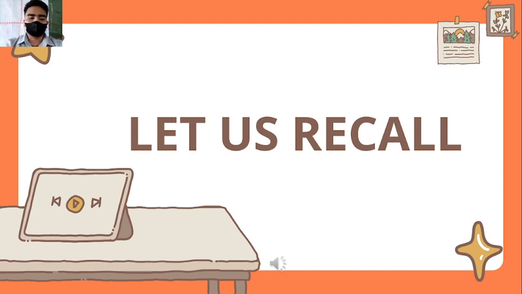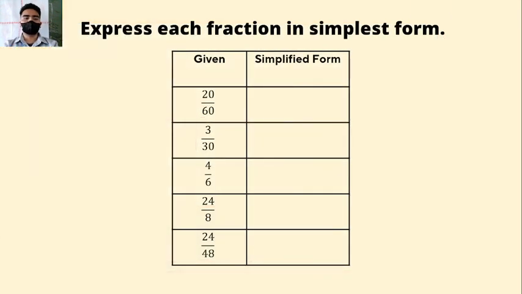Okay? Alright, so with this, we're going to tackle this new lesson. But before that, let us try to express this fraction in simplest form first. Alright, so we have this given, five numbers. We need to find the simplest form or the lowest term for each fraction that is stated.